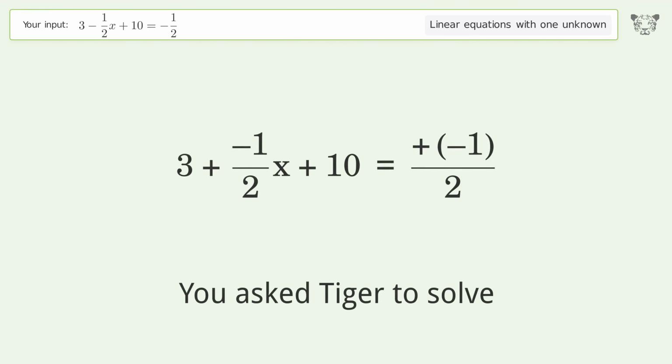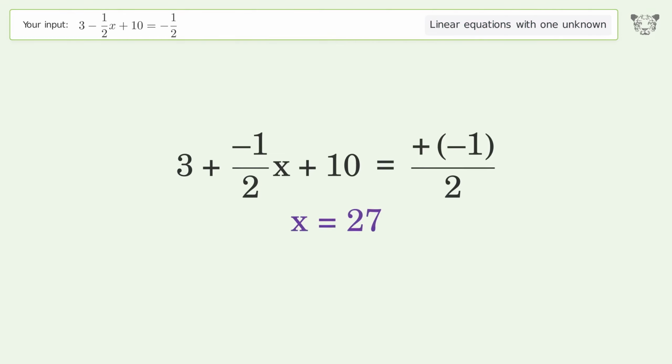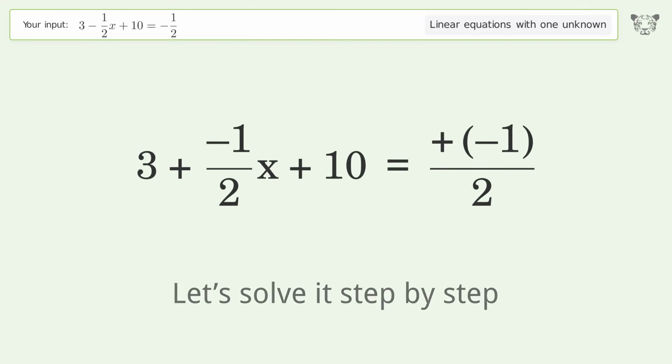You ask Tiger to solve. This deals with linear equations with one unknown. The final result is x equals 27. Let's solve it step by step.